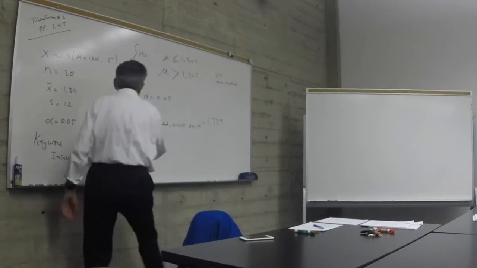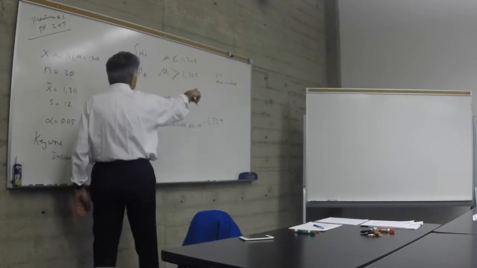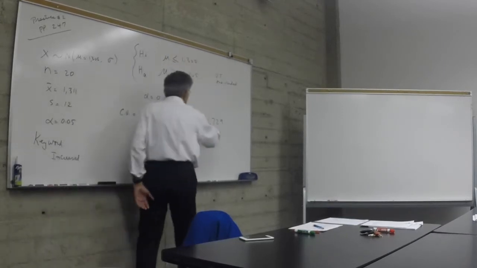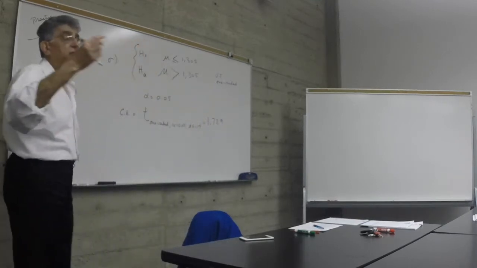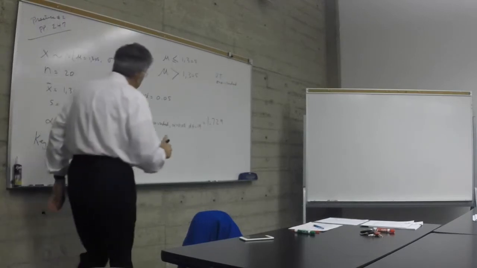So this is the critical value, one critical value. If we have upper tail or lower tail, then it's one critical value. Upper tail will be positive, lower tail will be negative. If it's a two-tail test, it's going to be two critical values, one positive, one negative. Okay.